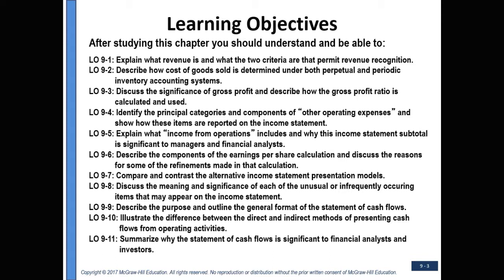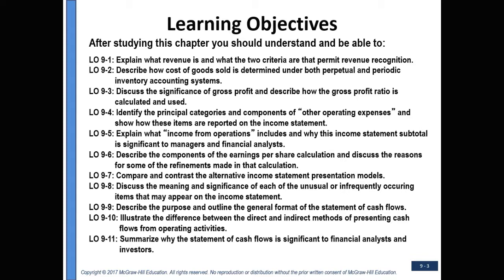Looking at how cost of goods sold is determined under both the perpetual and the periodic inventory accounting system. This impacts your decisions. Talking about gross profit and the gross profit ratio. Identifying principal categories and components of other operating expenses and how we report those on the income statement. Look at what income from operations is and why this amount is significant to managers and financial analysts.